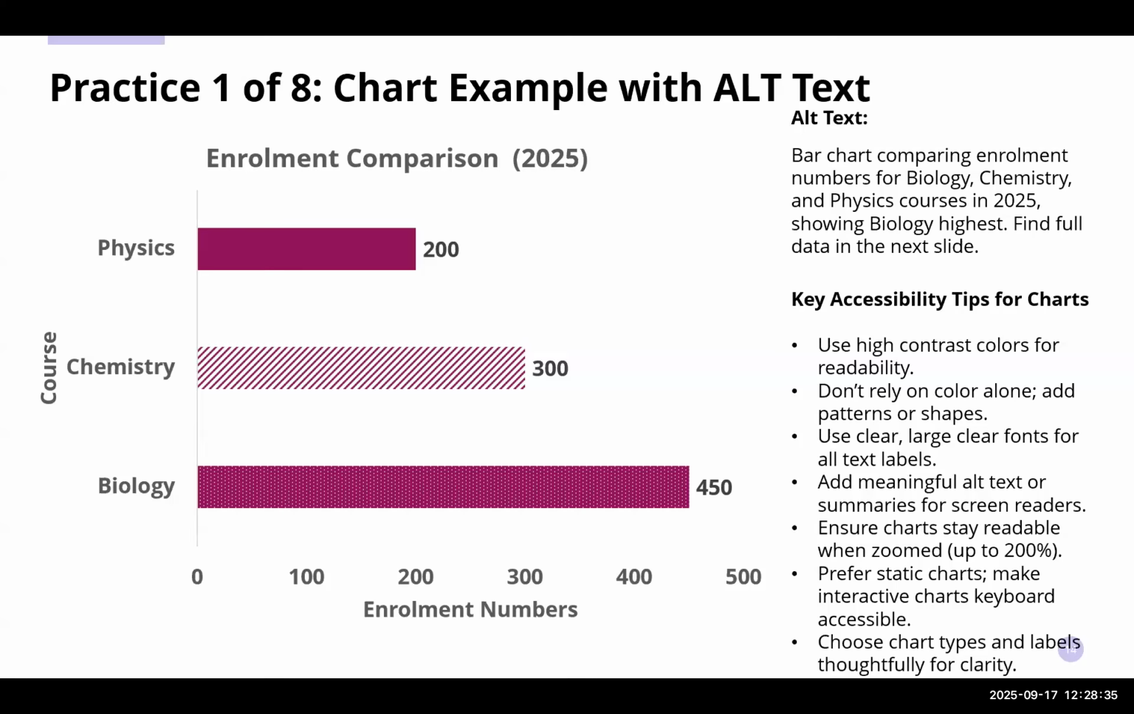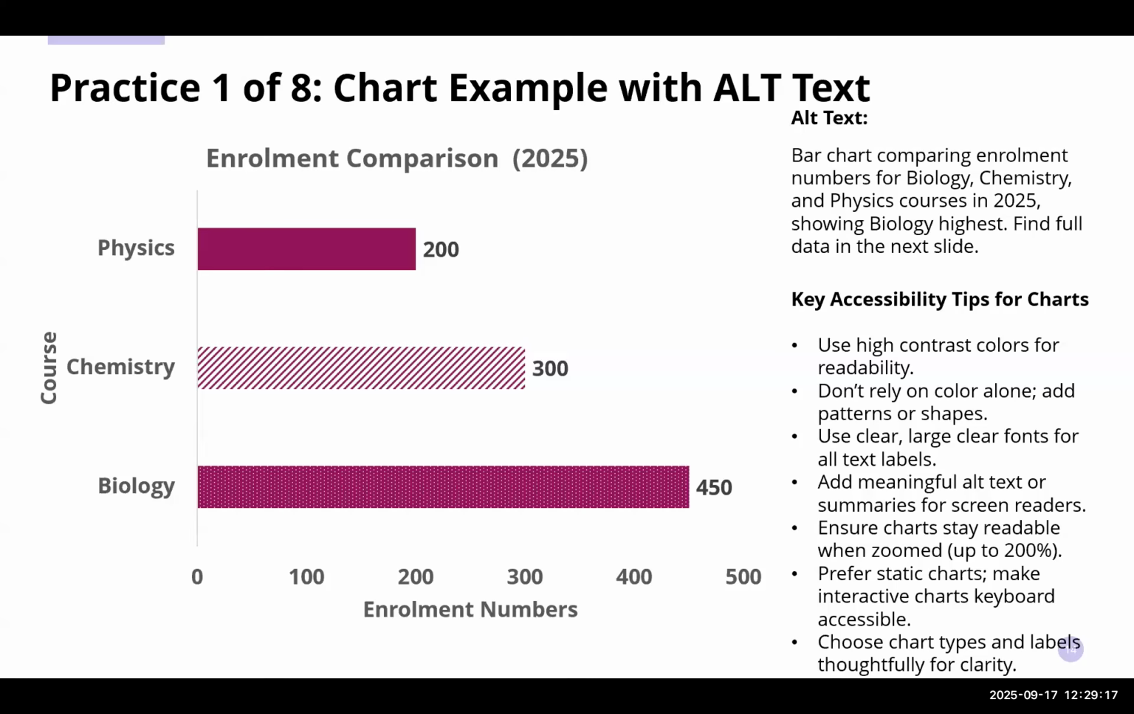Include meaningful alt text or a written summary nearby if the chart is complex. Make sure charts can be zoomed in without losing clarity or cutting off labels. It is very important if the students are reading the content on multiple devices or a smaller screen. Prefer static charts when possible, and if the charts are interactive, make sure they are keyboard accessible. Choose chart types and labels that are simple and focused on the key message.